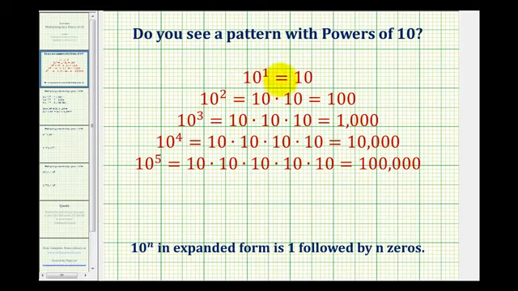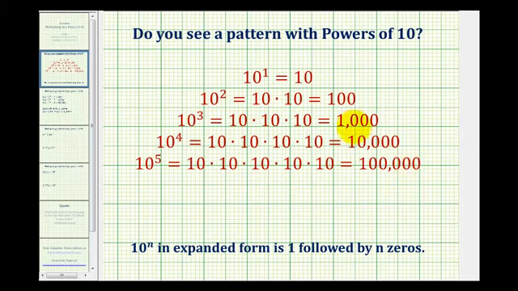Well, 10 to the first would be equal to 10. 10 to the second would be 10 times 10, which equals 100. 10 to the third, we'd multiply 3 factors of 10, which is equal to 1,000. 10 to the fourth would be 4 factors of 10, which is equal to 10,000. And 10 to the fifth would be 5 factors of 10, which is equal to 100,000.